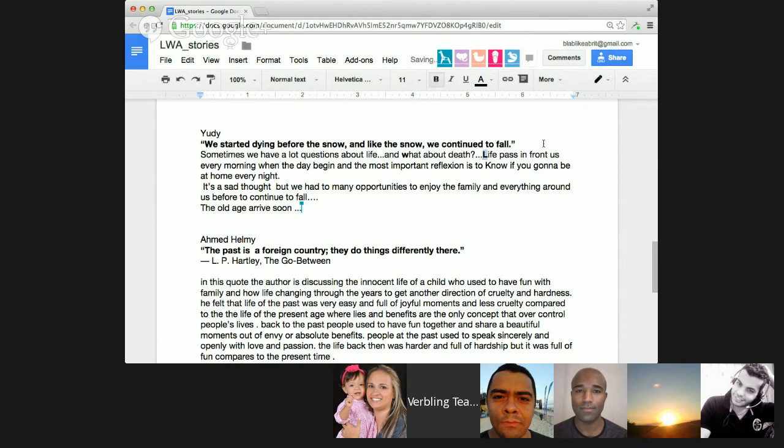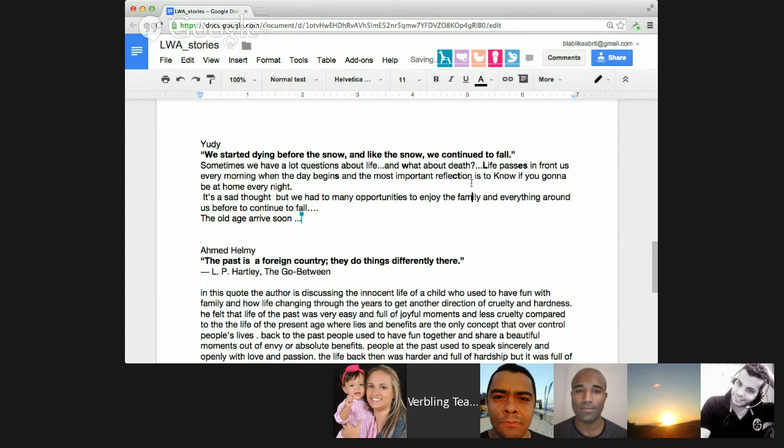Life pass in front of us every morning when the day... So life passes, because life is third person. Yeah? It's the same as he or she, so we always need to have an S. Life passes in front of us every morning when the day begins. Same with this one, because it's the day. Third person again. And the most important reflection... Actually, in English, we use a C and a T for that word, okay?